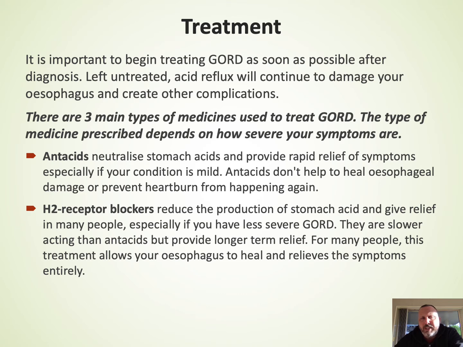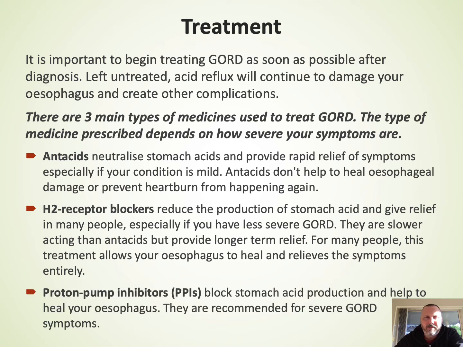The second type of medication are H2 receptor blockers, so they reduce the production of stomach acid and give relief in many people. So again, used for less severe cases. Slower acting than antacids but provide longer term relief. For many people, this treatment allows your esophagus to heal and relieves the symptoms. So obviously, if you're reducing the production of stomach acid, then it's less likely that you're going to get that reflux causing the inflammation.